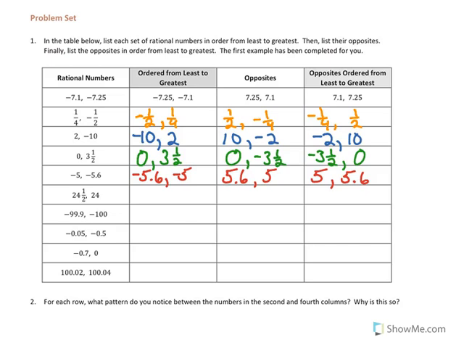All right, the next one, 24 1/2 and 24. Which one is least? Which one is greatest? Twenty-four is the least, and then 24 1/2 would be to the right of that. And positive to the right makes it greater. All right, what is the opposite of 24 and the opposite of 24 1/2? Negative 24 and negative 24 1/2.